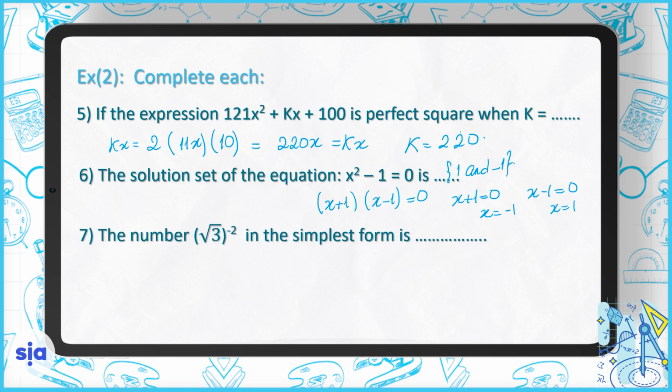Question 7. The number (√3)^(-2) in the simplest form is what? As long as the power is negative, this is the reciprocal, so it's 1 over (√3)². (√3)² is 3, so the answer here is 1 over 3.